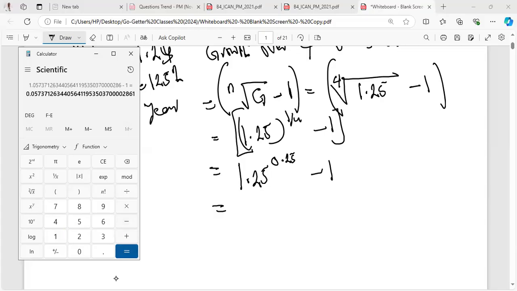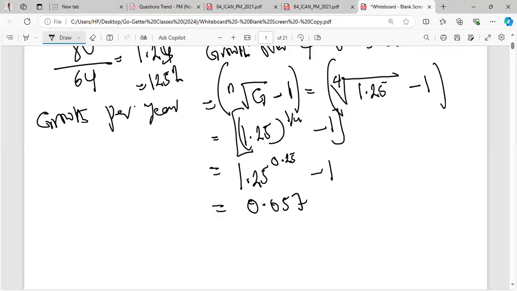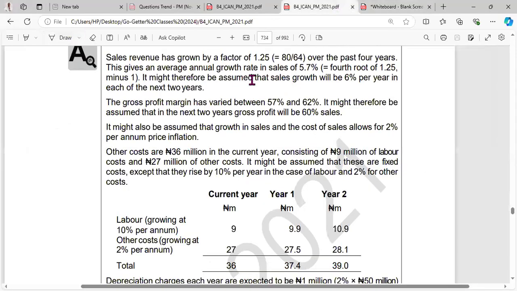That gives you 0.05737, which is the same thing as saying 5.737%. So that is how your growth each year has been increasing. So you have succeeded in knowing your growth in each year. So it might be assumed that the growth will be 6% per year.